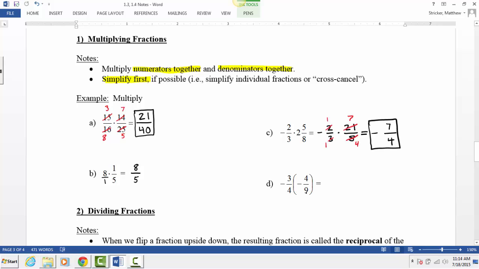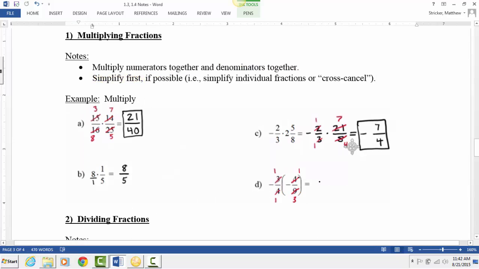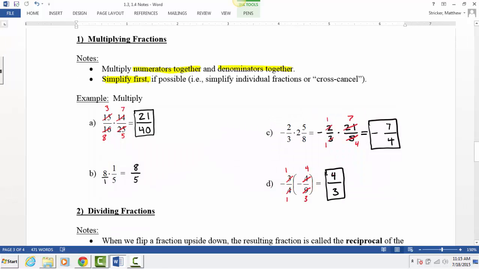Again, we can move down to the bottom here. First ask if we can do any simplifying. Hopefully you see that, yeah, 3 goes into 9 3 times. This is a 1, and then 4 goes into 4 once. Then we multiply across. We have a negative times a negative is a positive. 1 times 1 on the top, and 1 times 3 on the bottom. So our answer is 1/3. And these are just some examples of how we go ahead and multiply fractions.